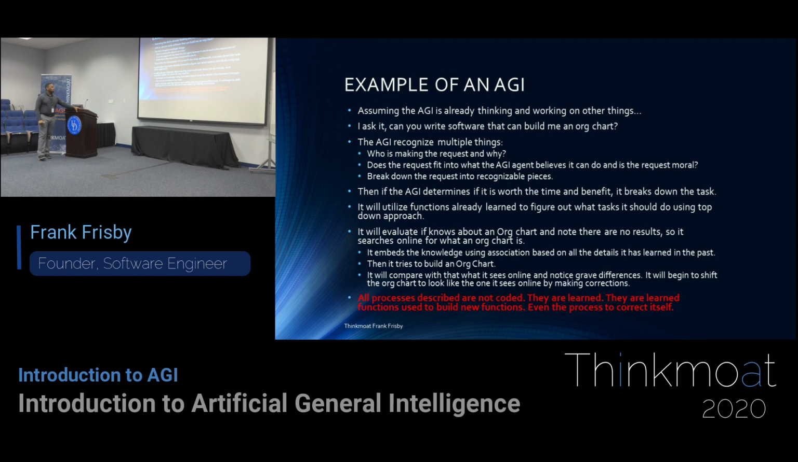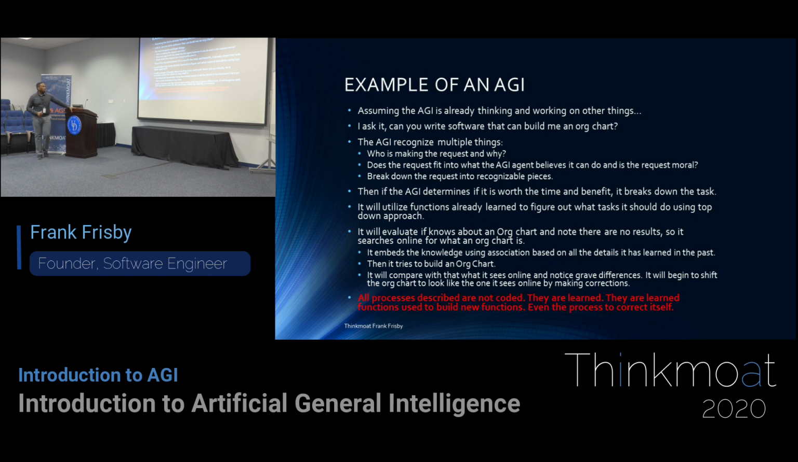Does this request fit into the AGI agent's belief? That belief is actually what it can do. Or let me rephrase that: can it believe it can do it? And is the request moral? Then it would break down the request into recognizable pieces that it's already learned before. Then if the AGI determines it is worth doing, both with time and benefit, it breaks down the task.